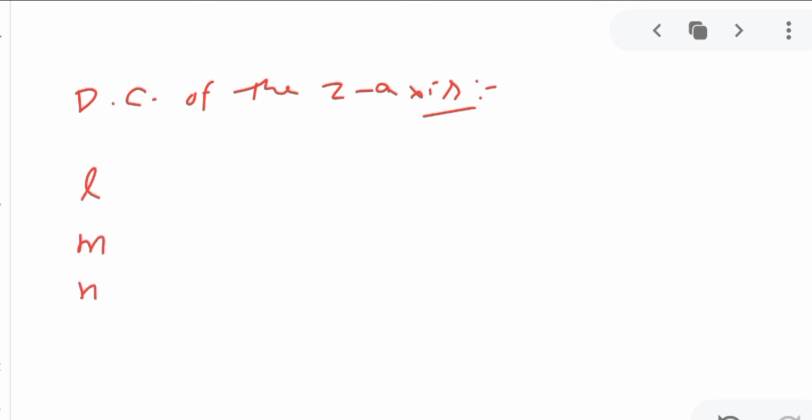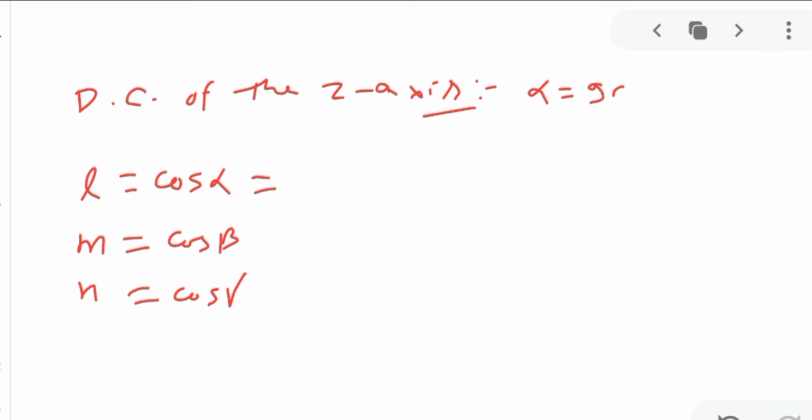The direction cosines of the z-axis. In the same way, we have alpha, beta, gamma and L, M, N. L will be cos alpha, M will be cos beta, and N will be cos gamma. Alpha is the angle made by the line with the x-axis. The z-axis will obviously make 90 degrees with the x-axis, and 90 degrees with the y-axis. So beta will also be 90 degrees. But gamma will be 0 degrees, since the z-axis makes a 0 degree angle with the z-axis.